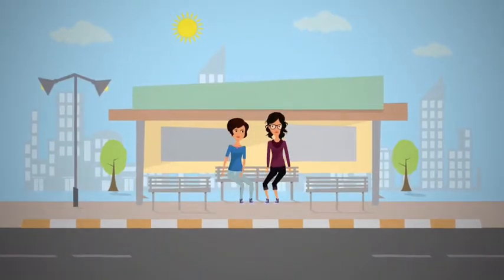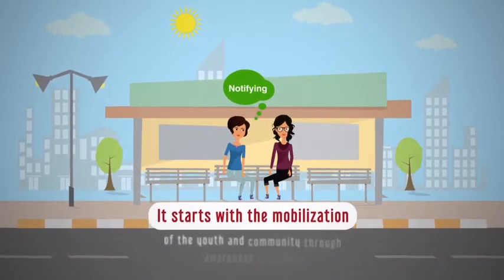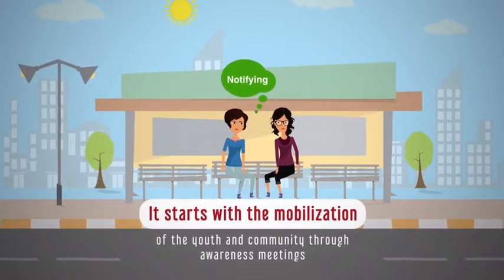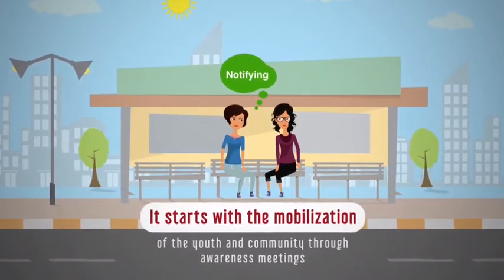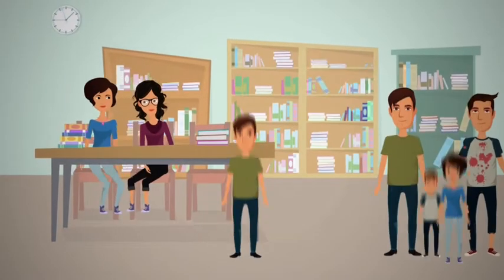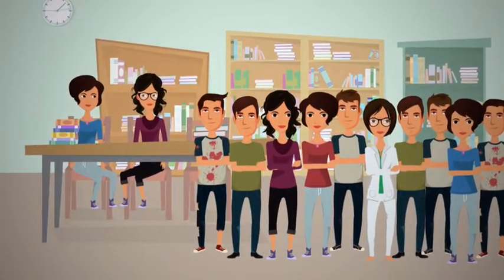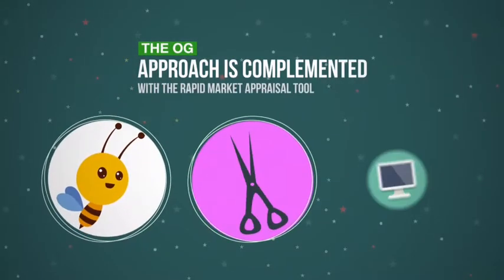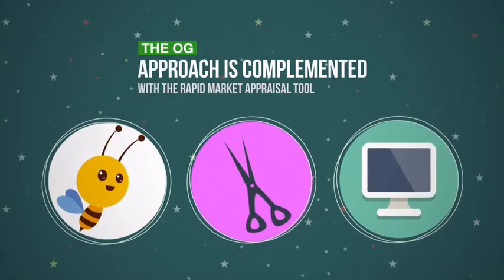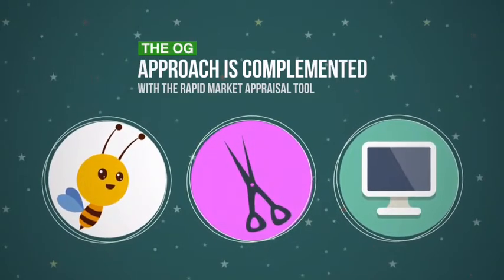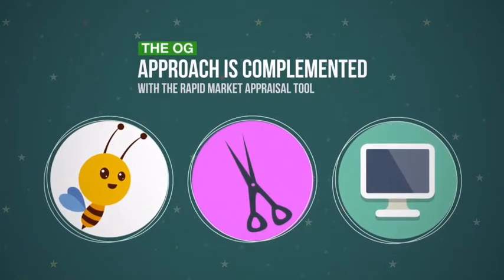Here, we identify ideas and opportunities and assess the needs of the local labor market. The community, including the local authorities, are involved from the beginning to ensure acceptance, as they must support the process by providing resources such as knowledge, land, tools, and materials. The OG approach is complemented with the Rapid Market Appraisal tool, and we use it to help the youth identify and confirm the potential for employment and income on ideas expressed during the awareness meetings.